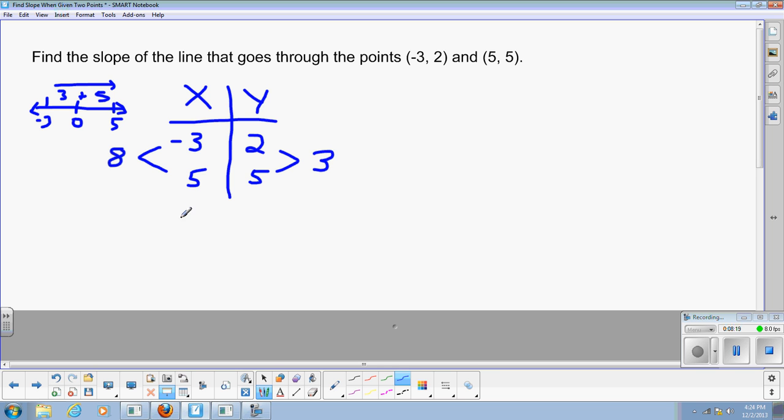So now my slope, the change in y, how much I went up or down, goes on top over how much I went to the right or maybe the left. M equals 3/8. So how much I went up or down over how much I went right or left. Take a look at that for a minute. Pause the video if you need to.